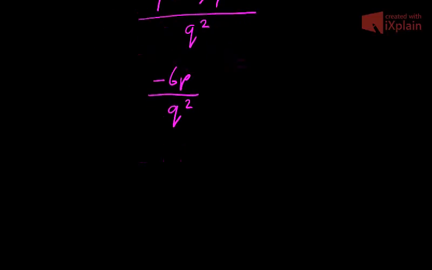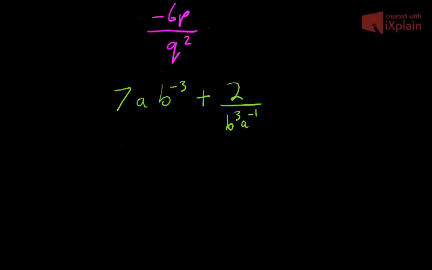I'd like to give you guys one to try by yourselves as well, which is going to be 7a b to the negative 3 plus 2 divided by b cubed a to the negative 1. And if you guys solve that, should be fairly simple to solve. I'll let you guys pause the video now and try it by yourselves if you'd like.